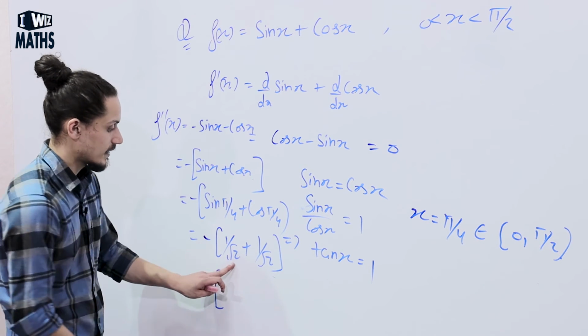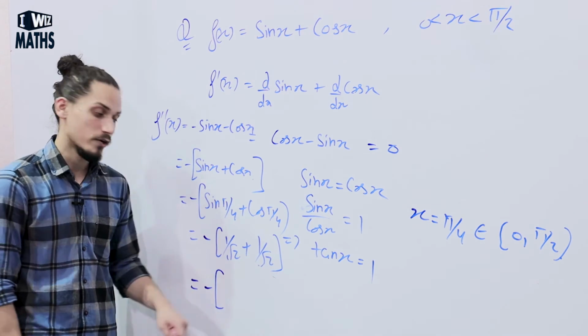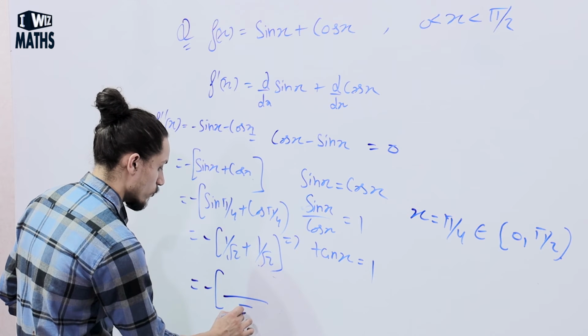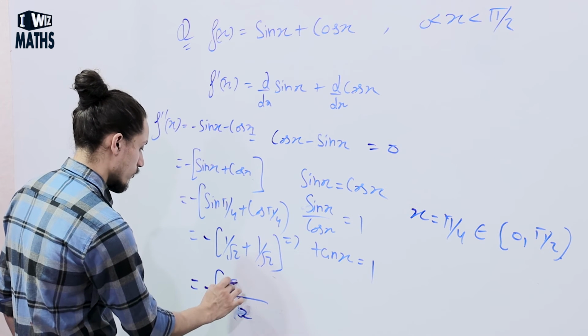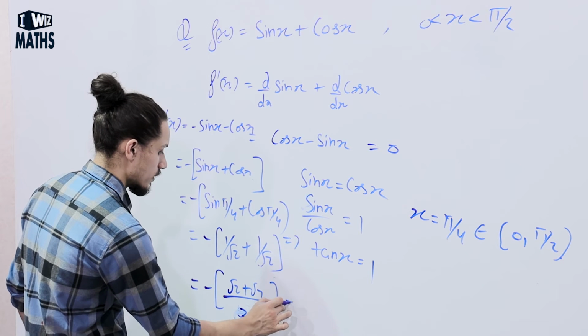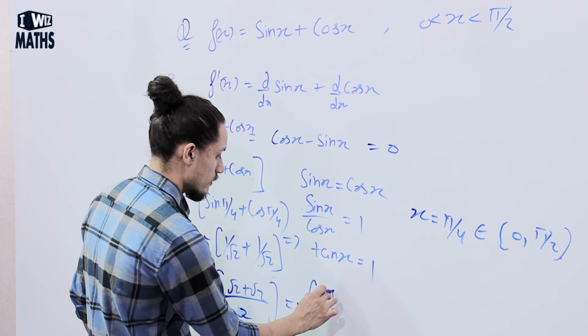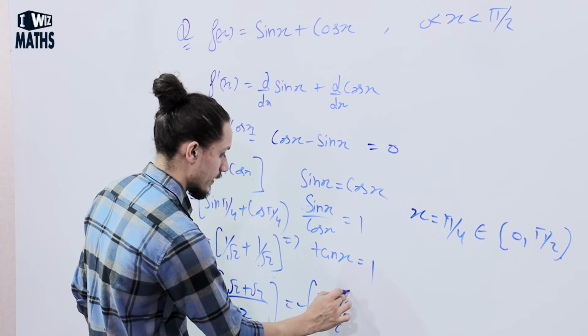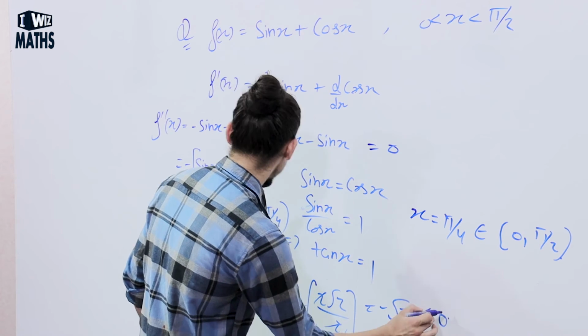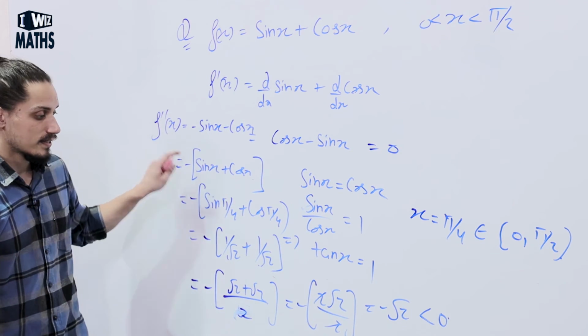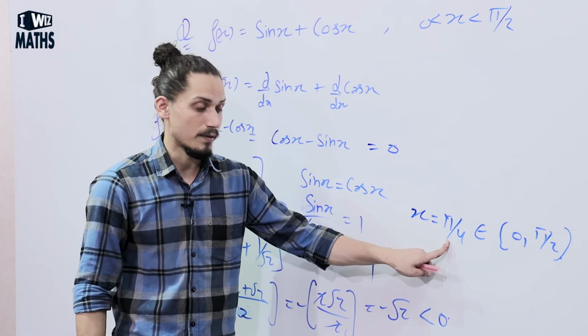Which is equal to negative of, taking the LCM of 1 upon under root 2 plus 1 upon under root 2, which is under root 2 into under root 2, the numerator will be under root 2 plus under root 2, which is equal to negative of 2 root 2 divided by 2, 2 cancels 2, which is equal to negative under root 2, which is less than 0. So f double dash x is less than 0. And x is equal to pi by 4.